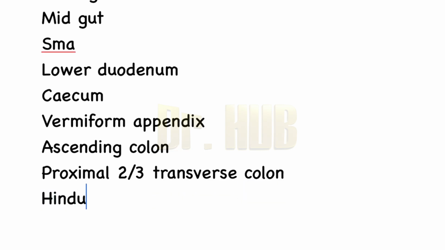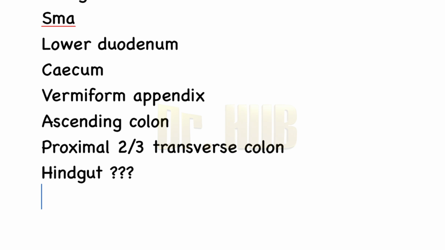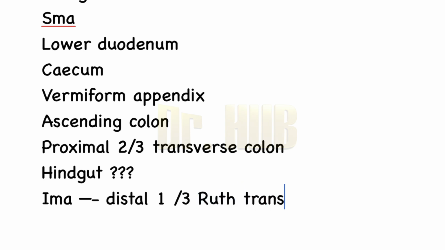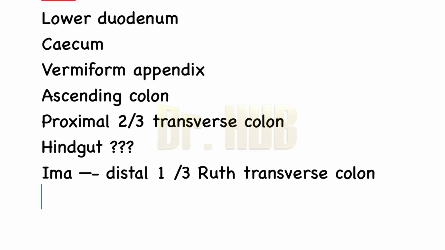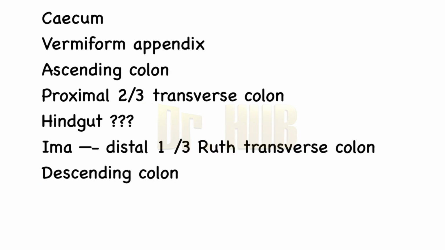Next is the hindgut. So hindgut, it includes IMA. IMA supplies the distal one-third of the transverse colon, and there is also the descending colon, the rectum, superior part of the anal canal as well as the urogenital sinus.